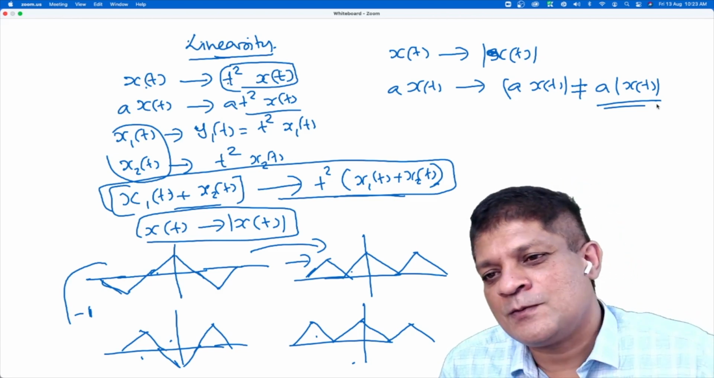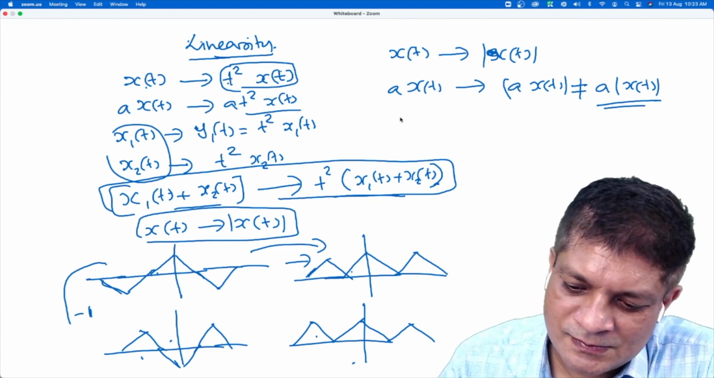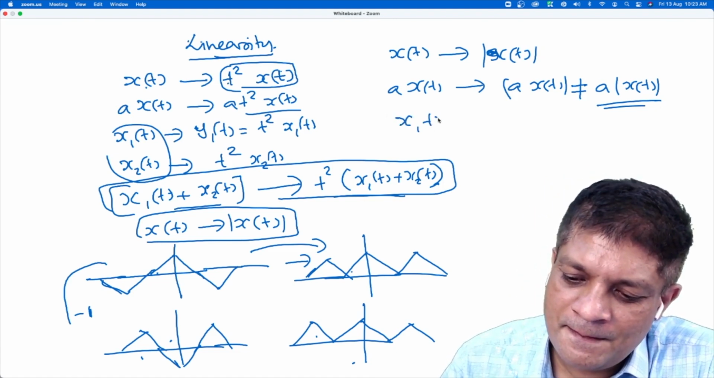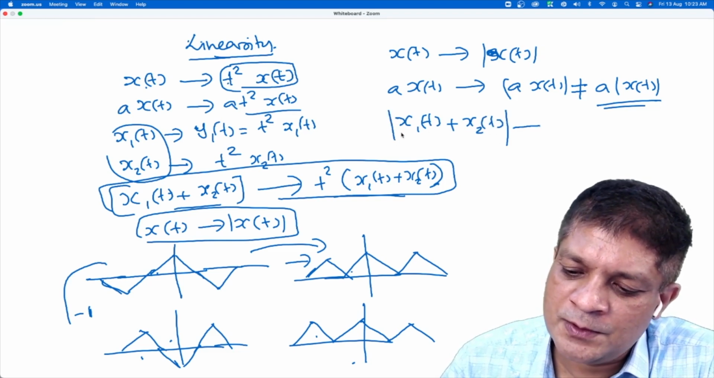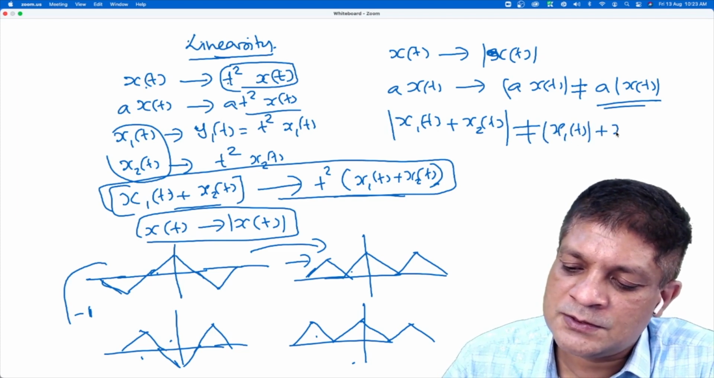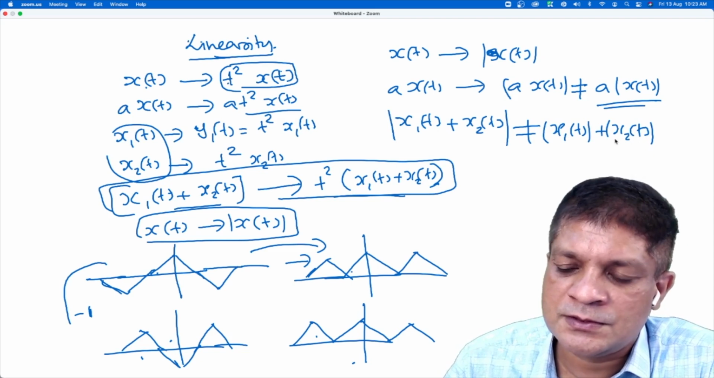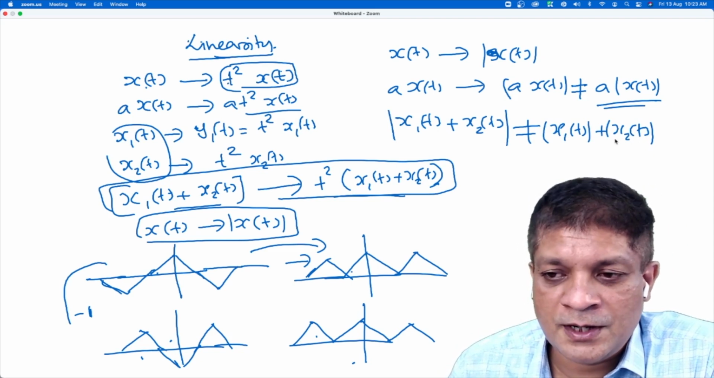No, sir. Why not? Because if we have two signals x1(t) and x2(t), the respective outputs will be mod x1(t) and mod x2(t). The output for the sum, mod of x1(t) plus x2(t), is not equal to mod x1(t) plus mod x2(t). So it is not an additive system.